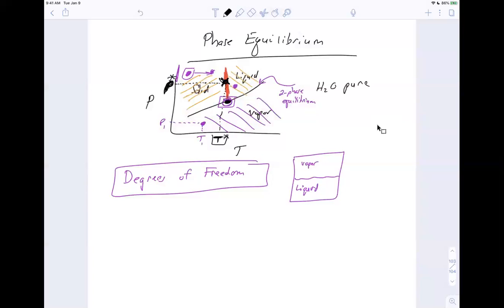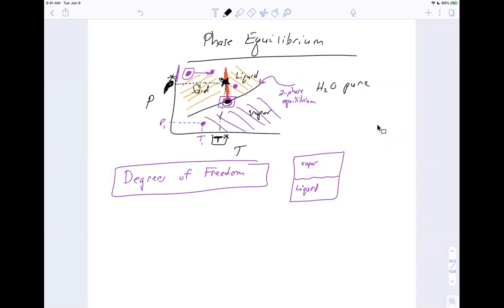But if at P star I only wanted both liquid and solid, then I would have one temperature that is defined for me. I have no choice what that temperature will be. So I lost a degree of freedom. So when I went to two-phase equilibrium, I lost 1 degree of freedom. I could only specify one intensive variable. I could have chosen temperature. In this example, I just chose pressure.